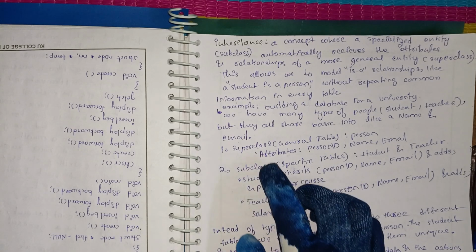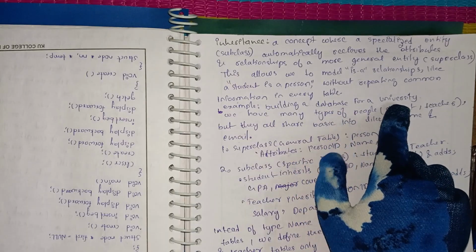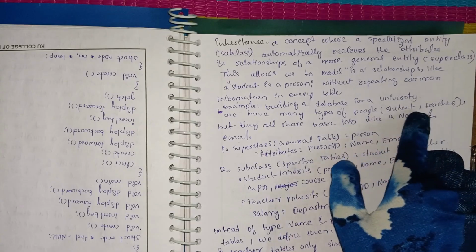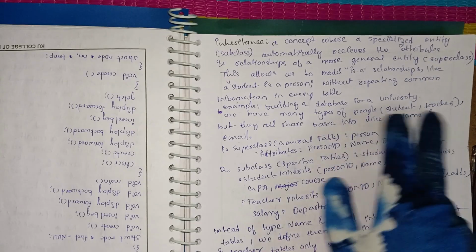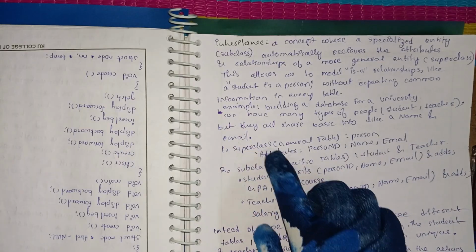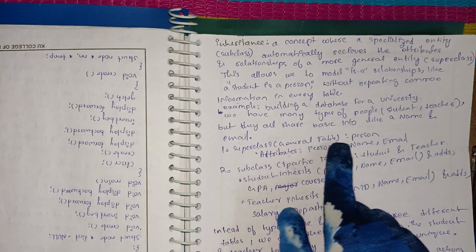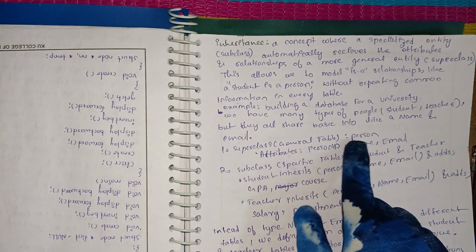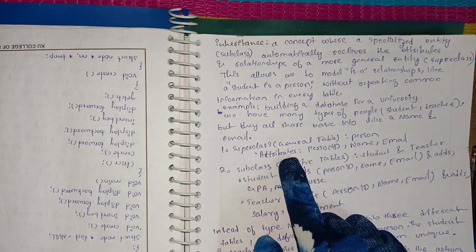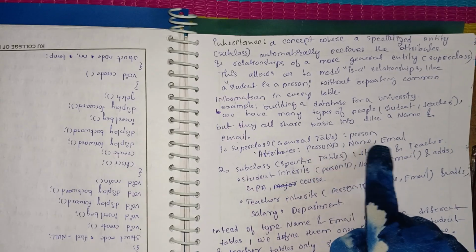So example is building a database for a university. We have many types of people: students, teachers, etc. Here I have taken students and teachers, but they all share basic information like name and email ID. So the superclass, meaning the general table, is named person. Attributes are person ID, name and email.